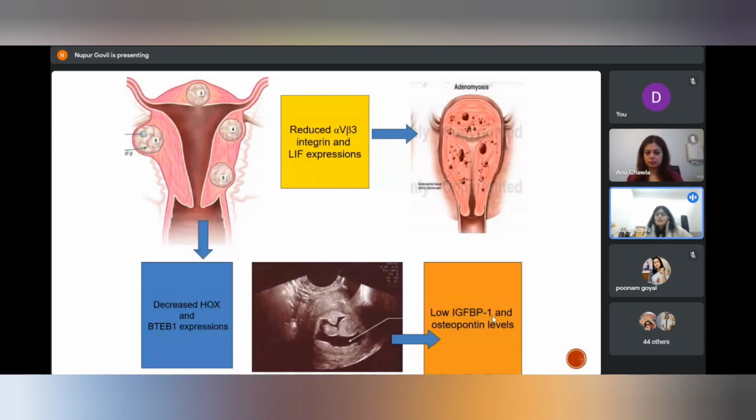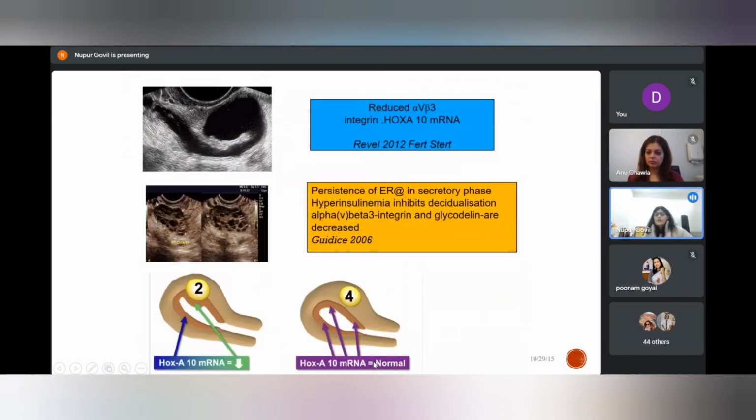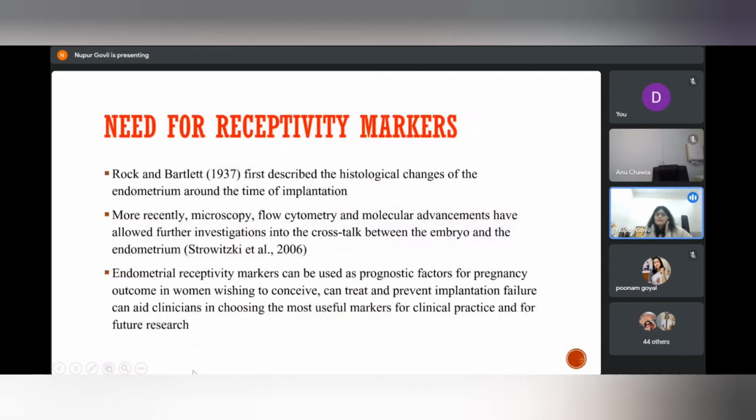Integrin expression and LIF, leukemia inhibitory factor expression, get decreased in fibroid and adenomyosis patients, in endometrial polyp patients, and with hydrosalpinx. In PCOD patients also, it has been seen that hyperinsulinemia can decrease beta-3 integrin expression. Similarly, some mucous myomas can decrease HOXA10 expression and can lead to reduced receptivity.